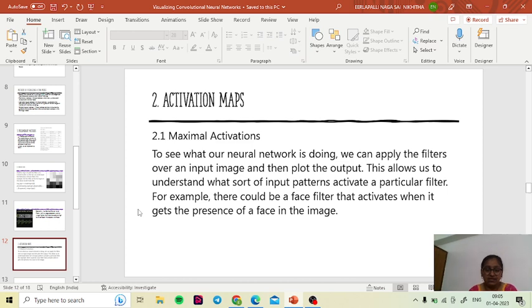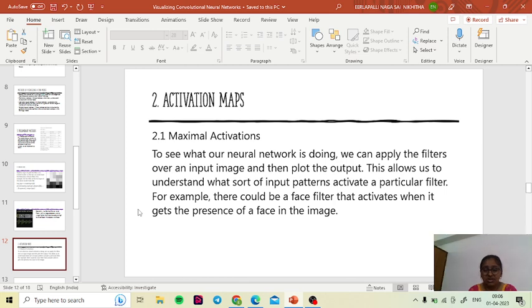Second one is activation maps, maximal activations. To see what our neural network is doing, we can apply the filters over an input image and then plot the output. This allows us to understand what sort of input patterns activate a particular filter. For example, there could be a face filter that activates when it gets the presence of a face in the image. It's nothing but an image detection.